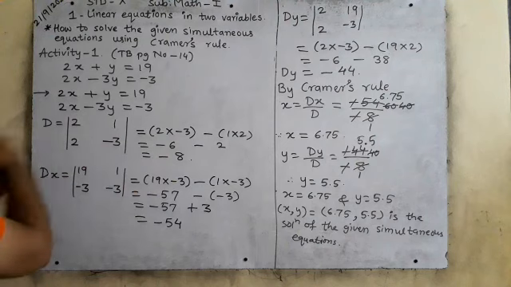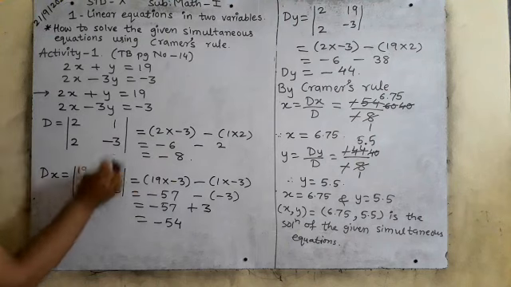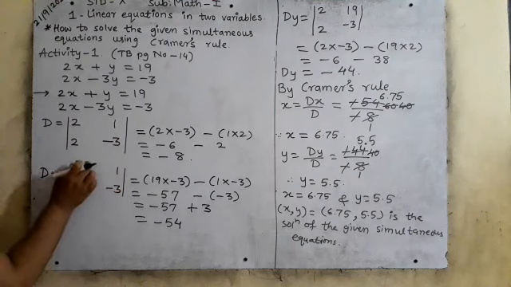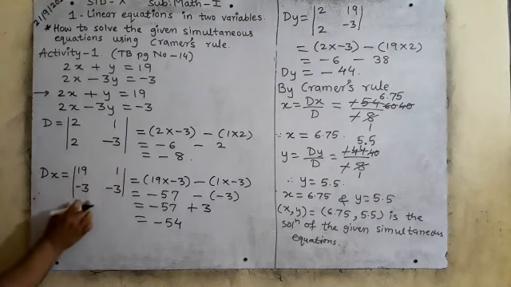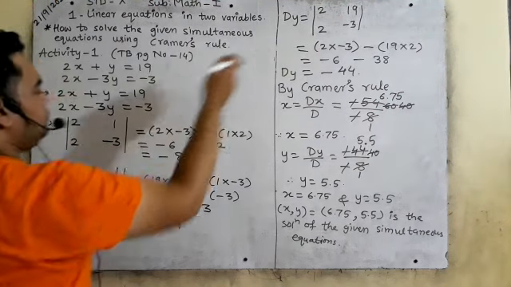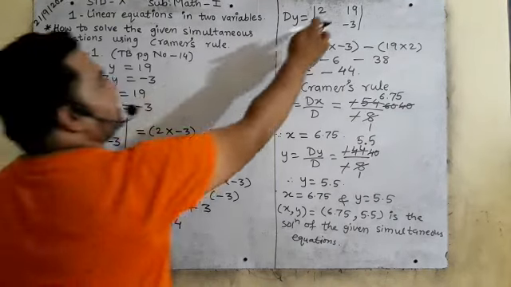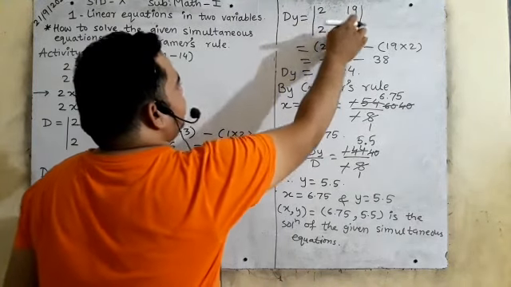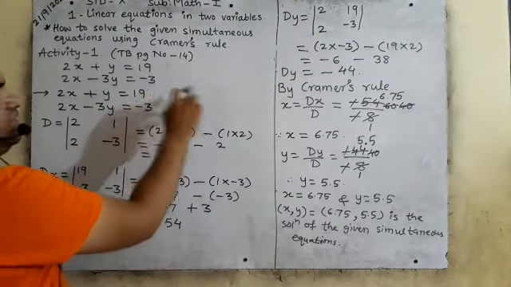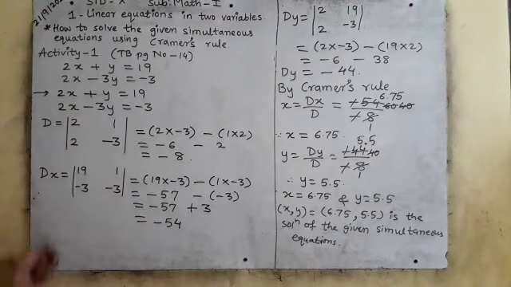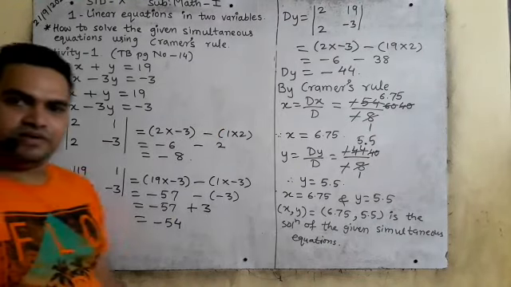For dx, you will take out the x coefficients, write the y coefficients as they are, and at the place of x coefficients you will write 19 and minus 3. The same for dy also. You will take out the y coefficients, write the x coefficients as they are, and here you will use 19 and minus 3. This is how you have to solve the simultaneous equations by using Cramer's rule.